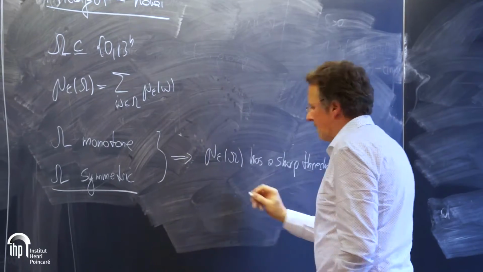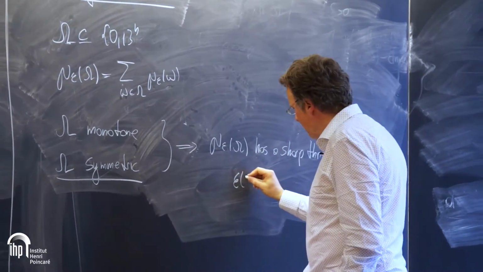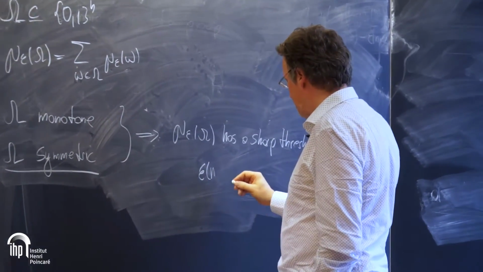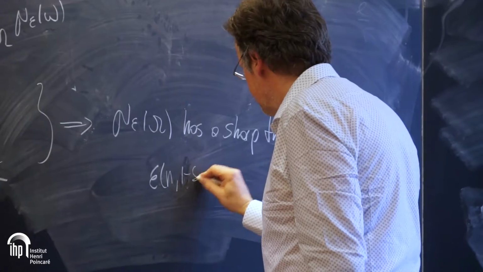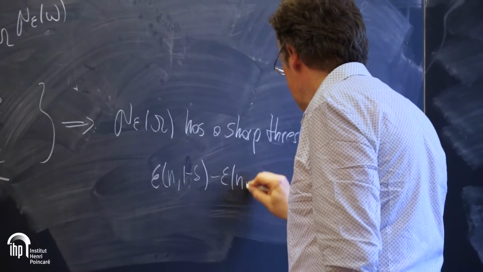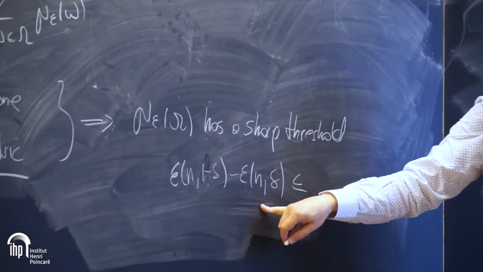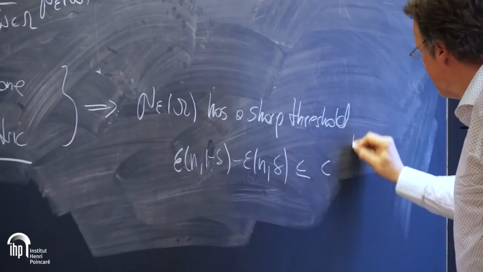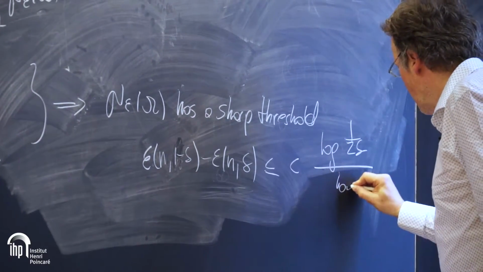And in particular, remember I had defined these epsilons here. In particular, if I'm looking at this, I can't remember what my notation was, this delta, 1 minus delta. In particular, how far is this transition? Okay, so there's a constant, and then it's log 1 over 2 delta over log n.